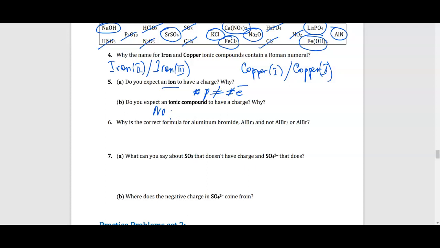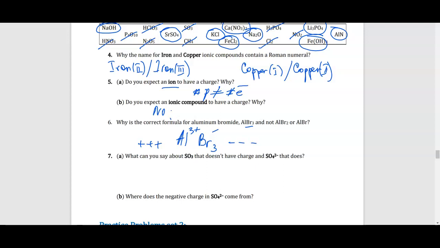Why is the correct formula for aluminum bromide AlBr3 and not AlBr2 or AlBr? Because of charges. Aluminum has a charge of 3 positive, bromine is in group number 7 and its bromide anion has a charge of 1 negative. We need an equal amount of positive and negative charges. That's why we need 3 bromide here, and 3 bromide gives us 1, 2, 3 negative charges, and 1 aluminum gives us 1, 2, 3 positive charges.